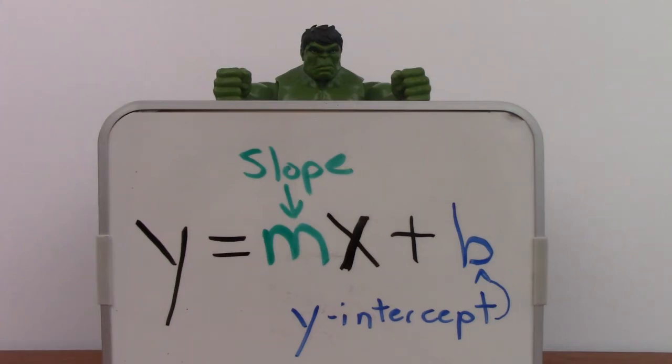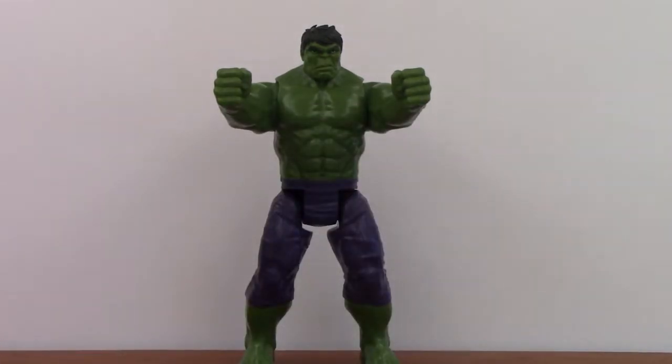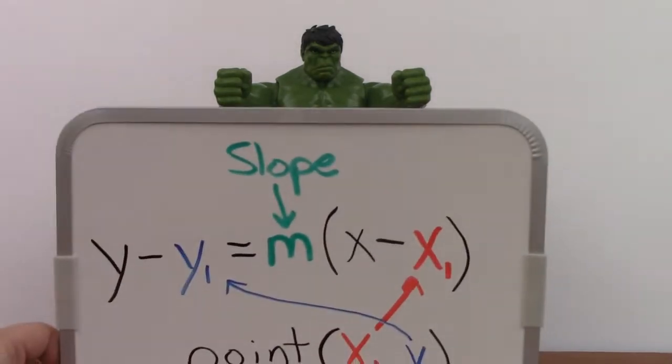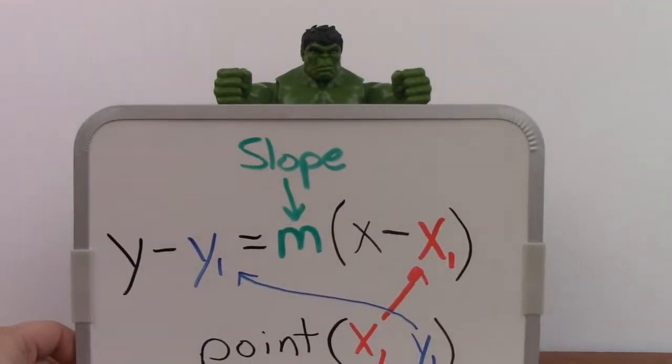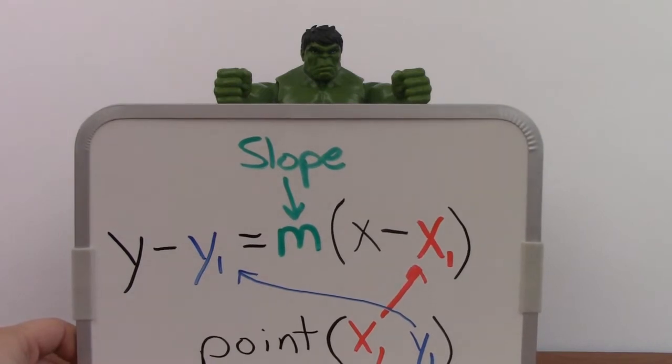Two formulas. Y equals mx plus b, slope-intercept form. M is slope, b is y-intercept. And point slope form. X1, Y1 is a point on the line. M is slope. Now, go smash some problems.